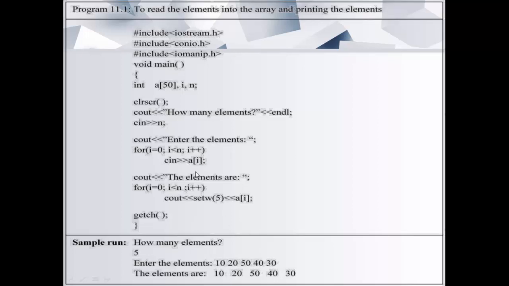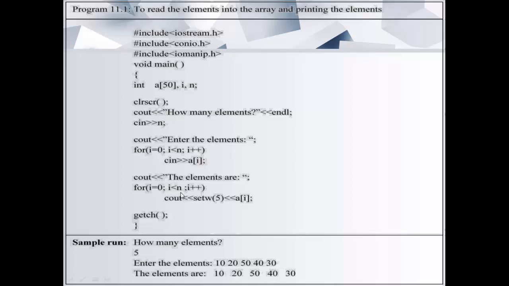Now I want to print these elements using the cout statement. Again I am taking the cout statement, that is, the elements are, using a for loop. Using a for loop I will print the array elements. I'm taking the i value as 0 and it will loop until the condition becomes false. So 0 is less than 5, as I'm taking the n value as 5.